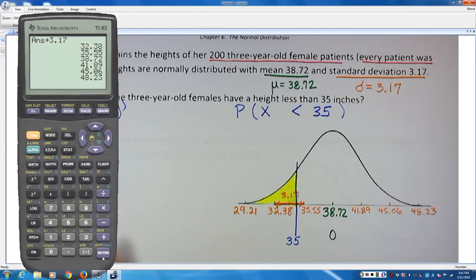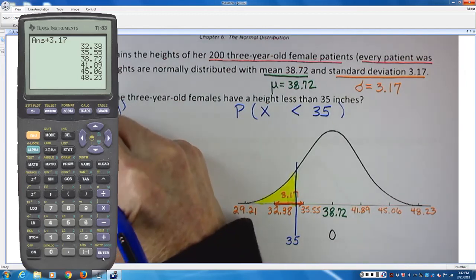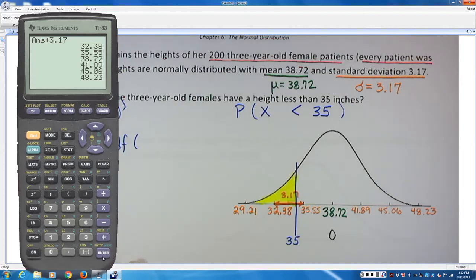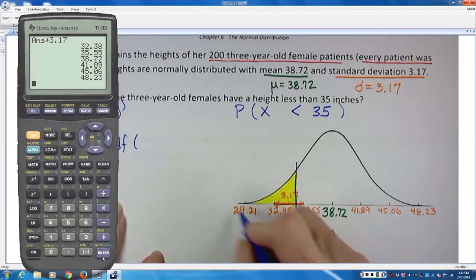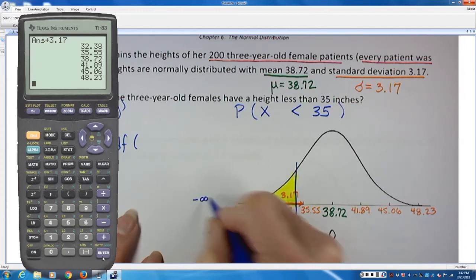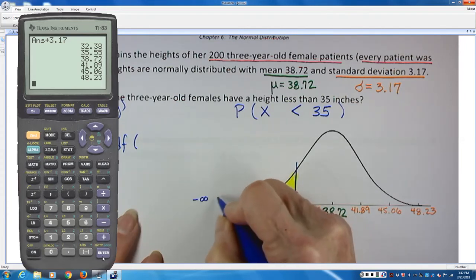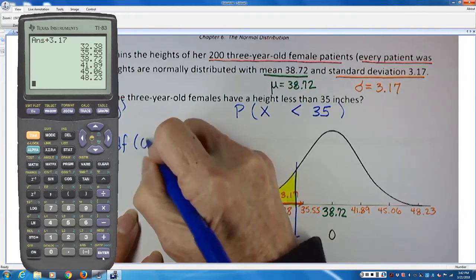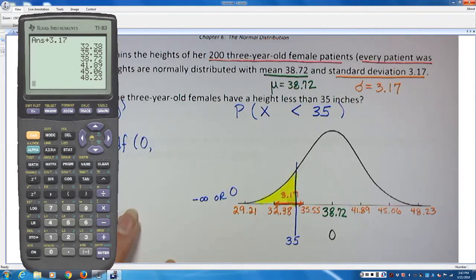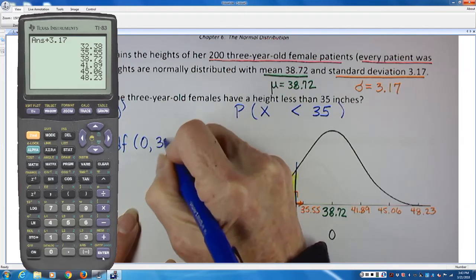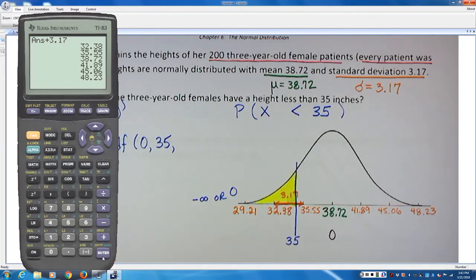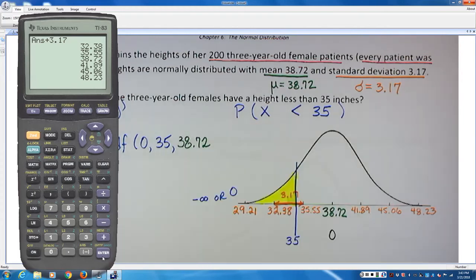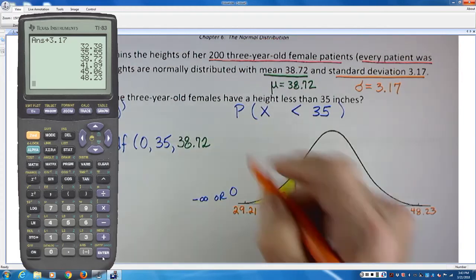So in order to find this, you can do normal CDF, and realistically, even though this goes all the way down to negative infinity, we know that 0 would be the smallest weight actually possible. So we can put in the 0, or you can use the negative infinity, and go up to 35 with a mean of 38.72. And a standard deviation of 3.17.